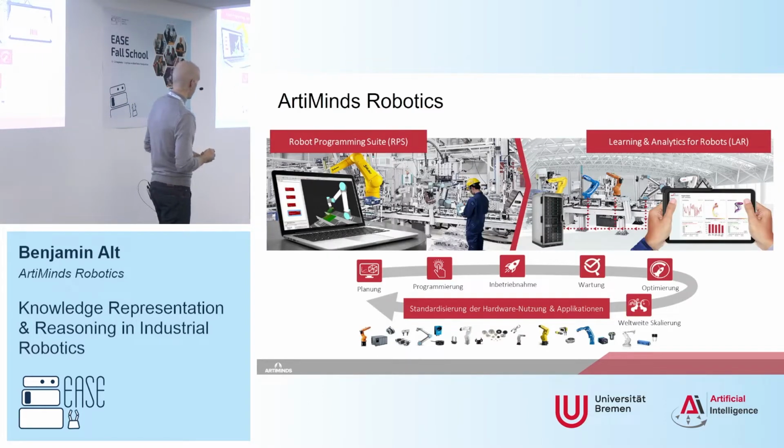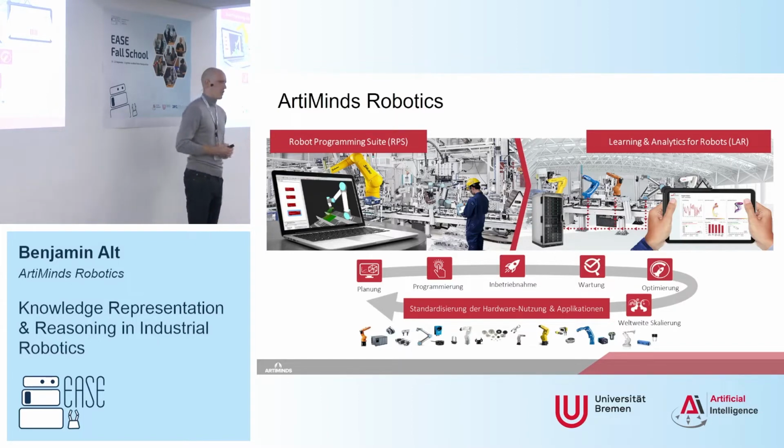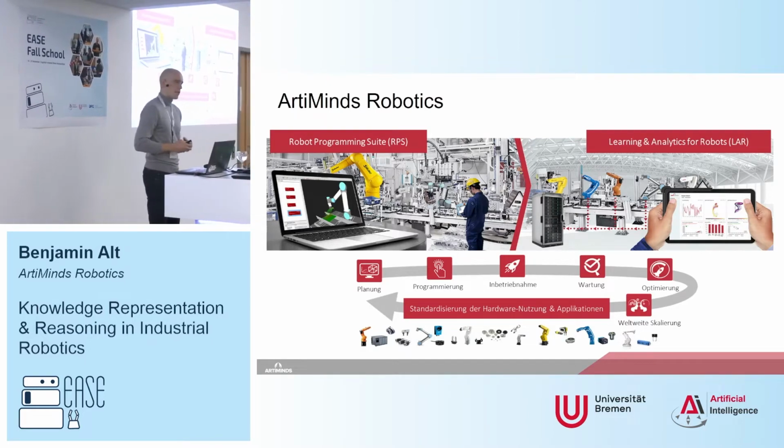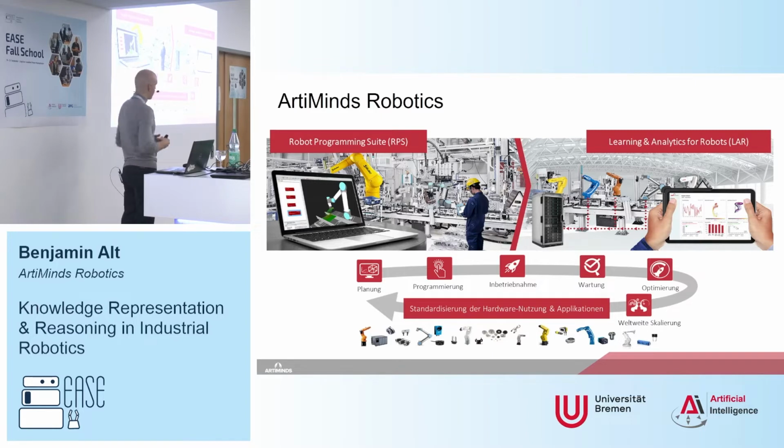So we have two products basically. The Artimines robot programming suite is the sort of IDE for industrial robots that we have developed. And we have Learn and Analytics for Robots, which is a runtime platform that runs next to your robot, maybe in the cloud, and can collect and analyze data that comes in. And we have the full cycle from planning all the way to optimization and scaling supported. I'm sorry, this slide is in German. And we standardize hardware, so you have one program representation and sort of one software stack for pretty much regardless of what kind of hardware you use in your robot cell.